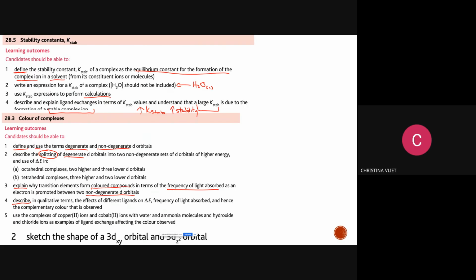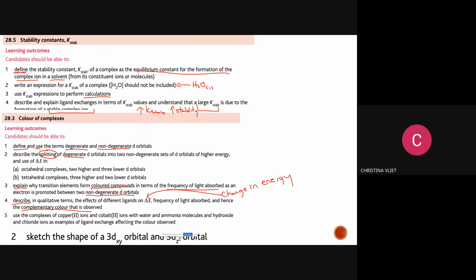In qualitative terms, meaning no numbers, the effects of different ligands on delta E. What is delta E? Change in energy, actually. Change in energy, the frequency of light absorbed, and hence the complementary color that is observed to the one that is absorbed. And then use the complexes of copper 2 and cobalt 2 with water and ammonia and hydroxide as examples of ligand exchange affecting the color observed.